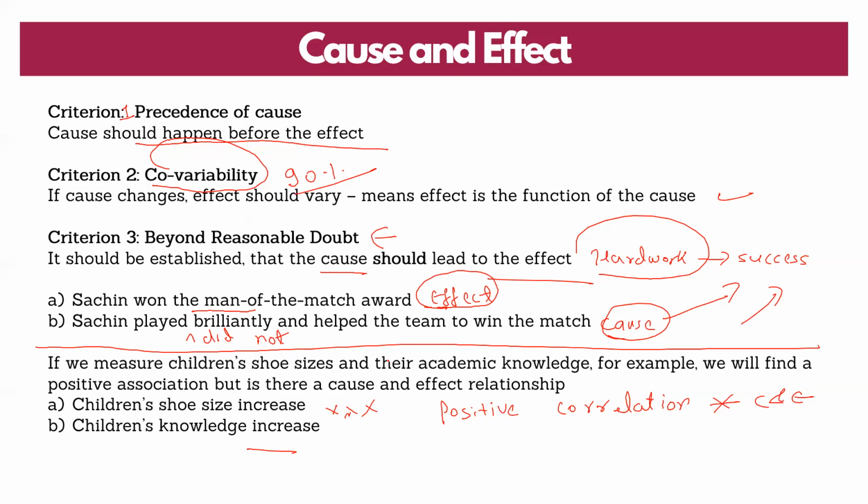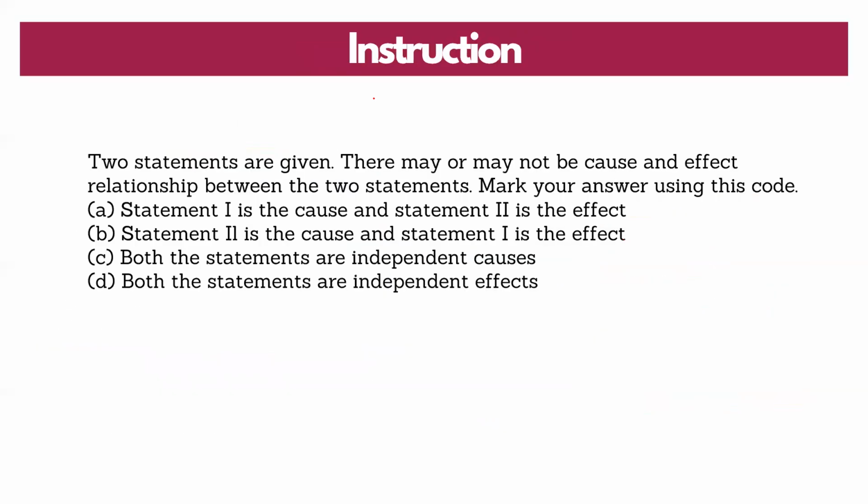Correlation means two things are existing together. That's it. We cannot say that one thing is leading to the other thing. For us to say one thing is leading to the other thing, these are the three criteria that you need to establish. And if you are able to establish the first two also, then I think you should mark it as cause and effect. I hope the things are clear.